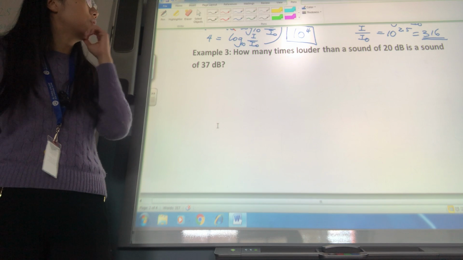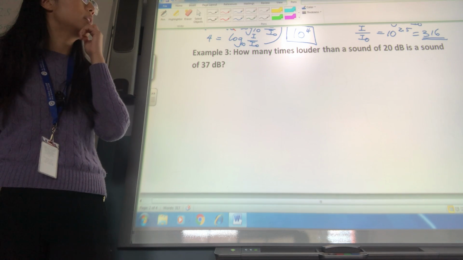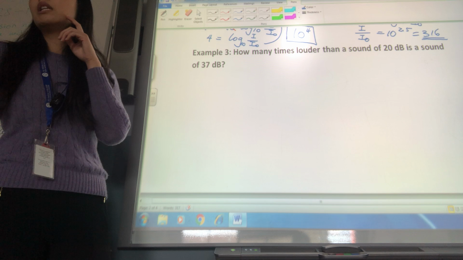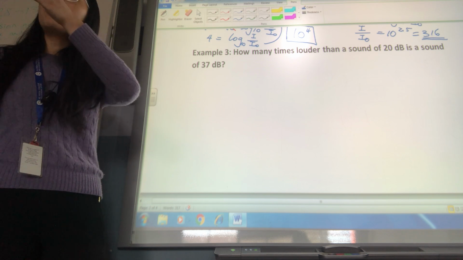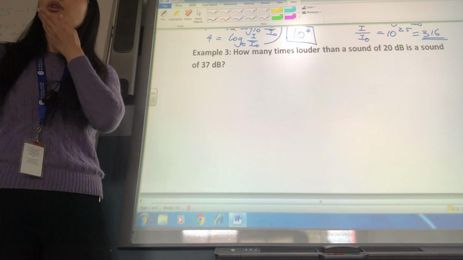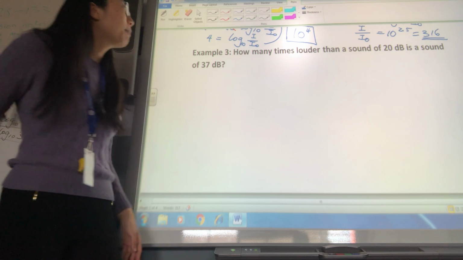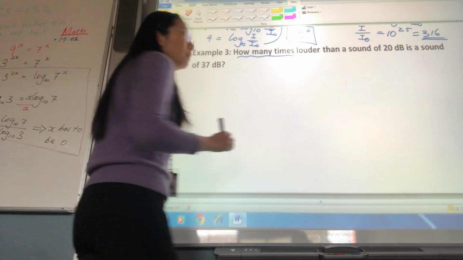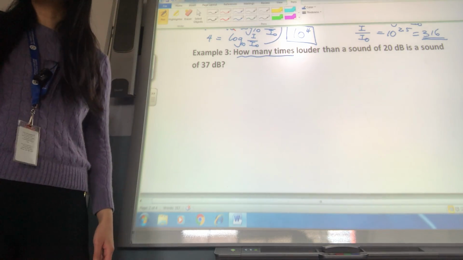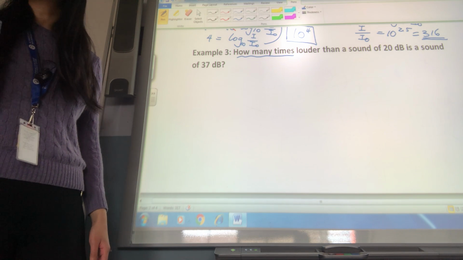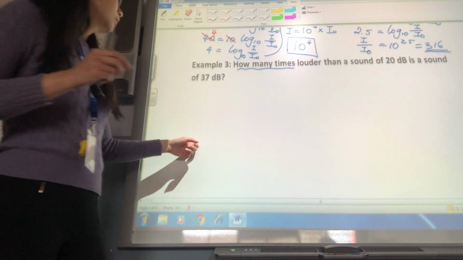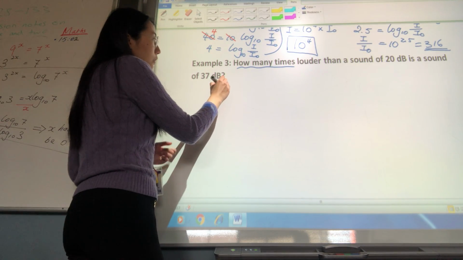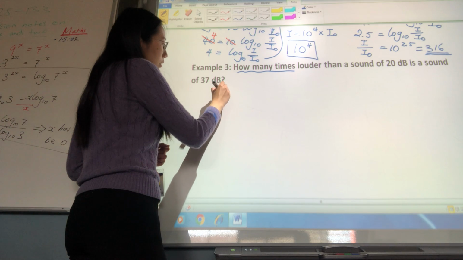Yes. So question 3. How many times louder than a sound of 20 decibels is a sound of 37? How would you do this question? Correct. So you find them both, and then do you subtract? Yes. It says how many times? Divide, right? It's not asking you for the difference. It's asking you how many times. So you need to find both and then divide. Okay? So 20.